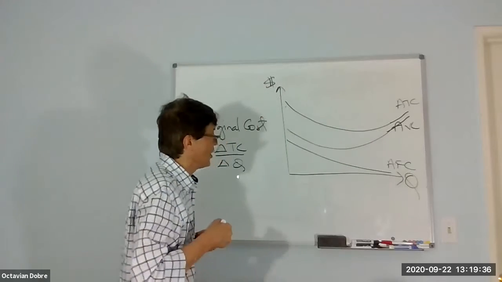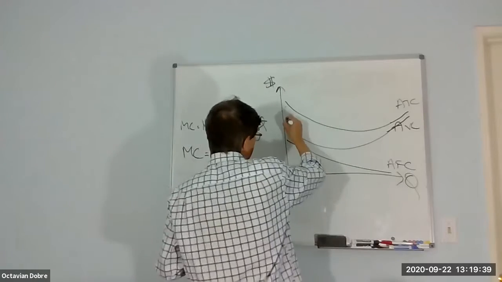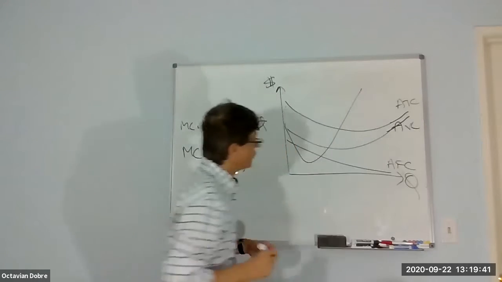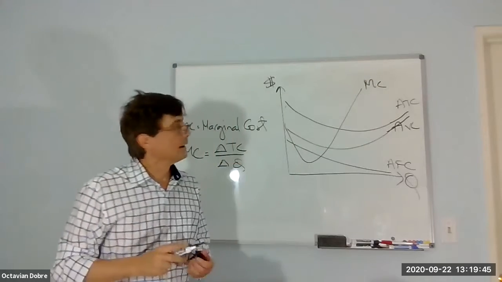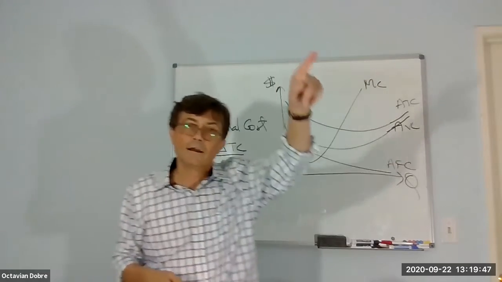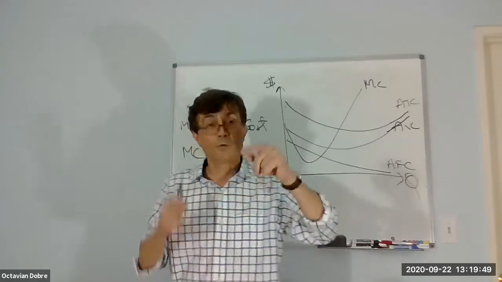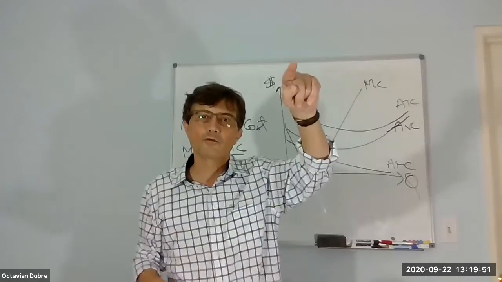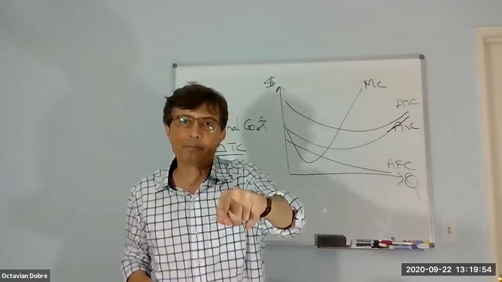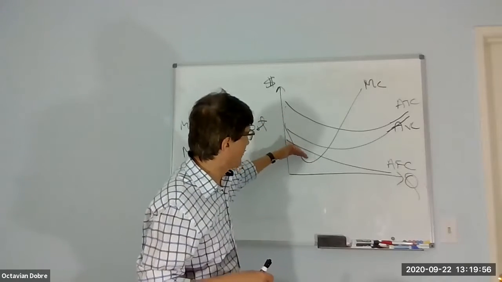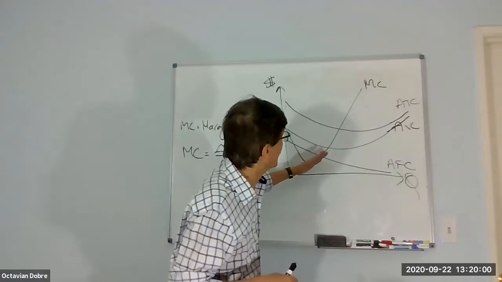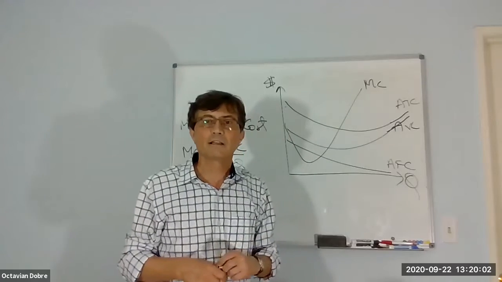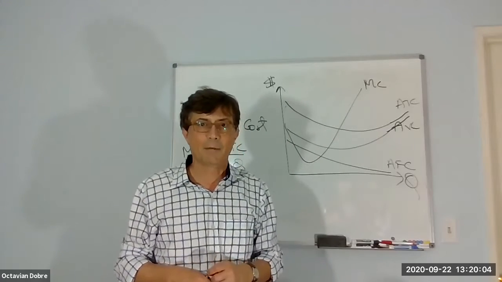And marginal cost is also going to look like a U-shaped curve. In other words, marginal cost will also go down in the beginning as we produce more and more units. Marginal cost goes down, and then at a certain point, marginal cost starts going up and up and up.